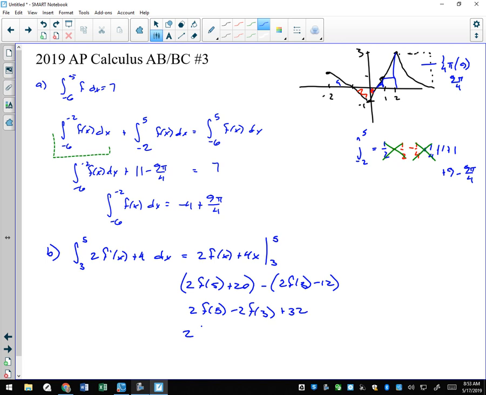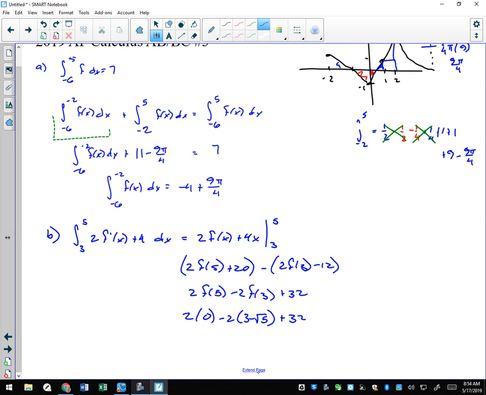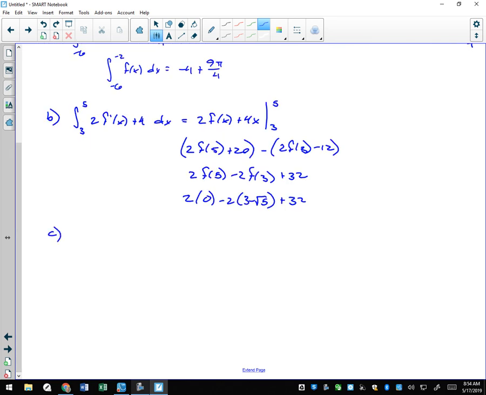F of 5 is 0. Okay, that's nice. 2f of 3, that's the one they gave us, was 3 minus the square root of 5 plus 32. And I'm going to stop there before I hurt myself. If I need to come back and evaluate that for a later question, I will. So there's my answer to B.